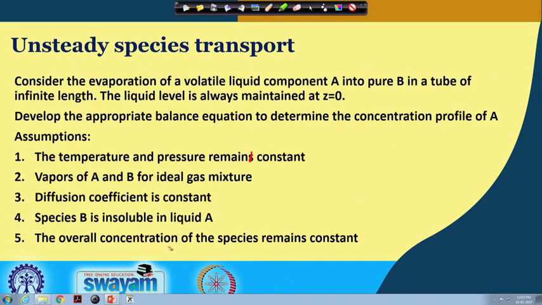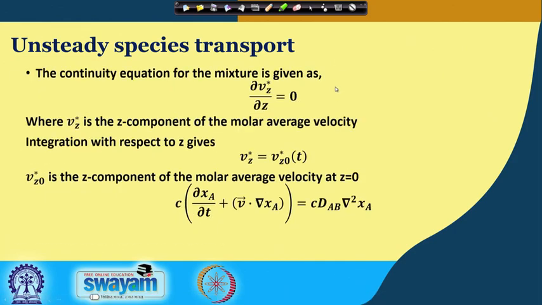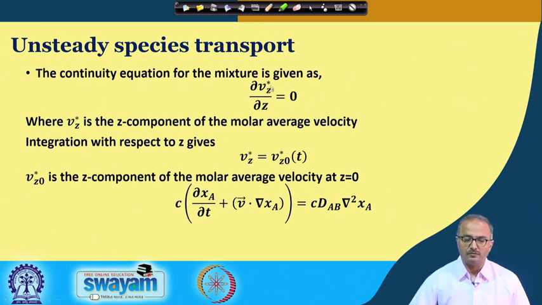The overall concentration of the species remains constant. Now, if you look at the continuity equation, you find that we are assuming only movement in the z direction, that is, in the axial direction. So for the time being we are not considering the spread of the solute in the theta direction. So we have dou Vz by dou z equal to 0. Okay?